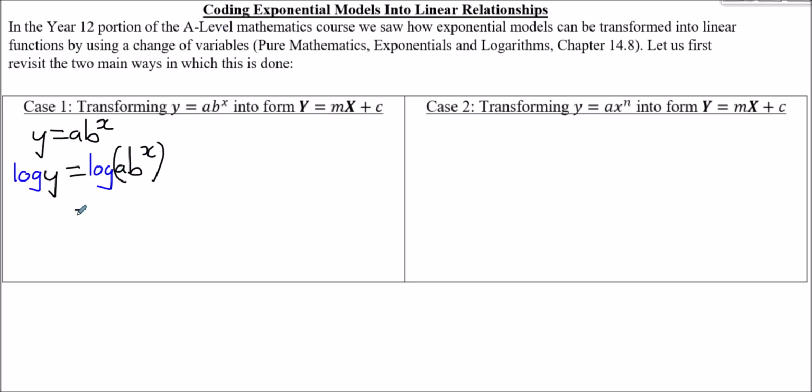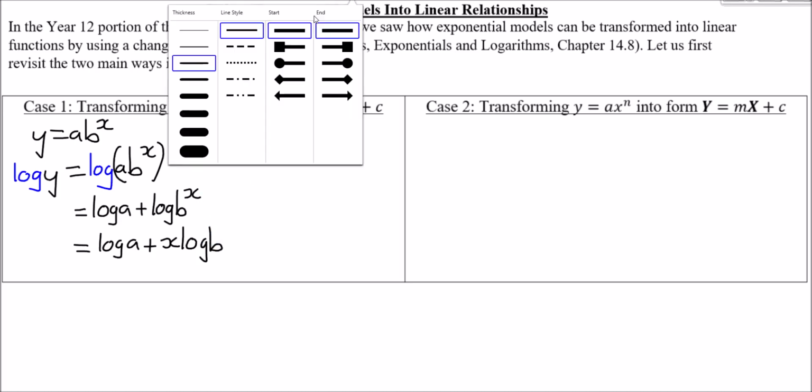By the laws of logs, this can be split into log a plus log of b to the power x. And if we're taking log of something with an exponent, that exponent can come down to the front, and so we can go further and say this is the same as log a plus x log b.